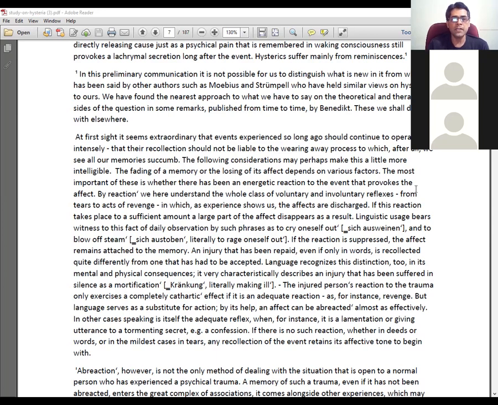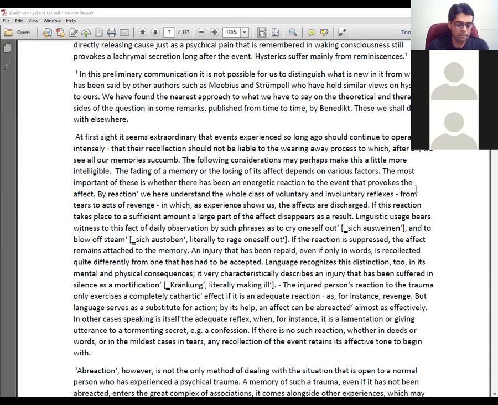Linguistic usage bears witness to this fact of daily observation by such phrases as cry oneself out. If the reaction is suppressed, the affect remains attached to the memory. Is it clear? If the release of the emotion generated is suppressed, the affect remains attached to the memory. An injury that has been repaired, even if only in words, is recollected quite differently from one that has to be accepted silently.